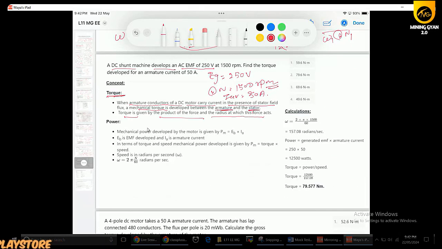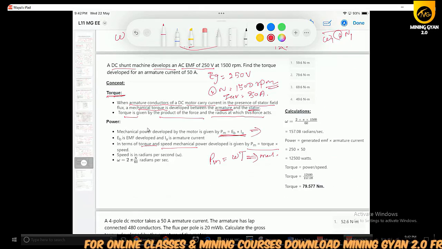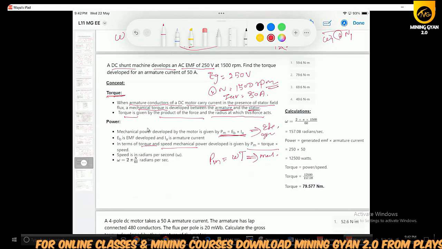Then the mechanical power developed by the motor is how much? Mechanical power can be Eb into Ia in the case of a motor. Eb is the back EMF and Ia is the armature current. In terms of torque and speed, the mechanical power can be omega T also, and this is related to a mechanical quantity, and here this power is related to an electrical quantity, right?